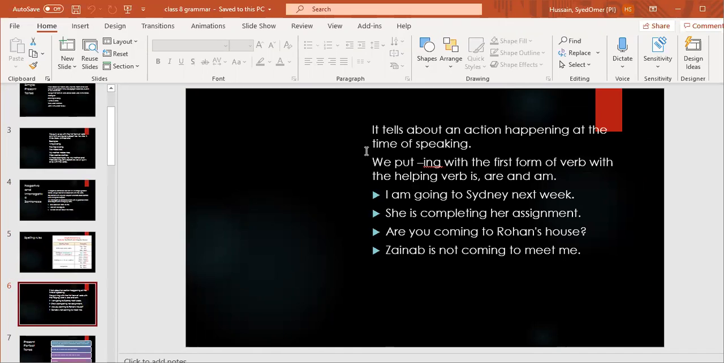Now this is present continuous tense. Now the second type, first is simple present tense. Some students, whenever I ask what is simple present tense, they start telling me about present continuous tense. No, there's a big difference. Present continuous is an action happening at the moment, action happening now, at present.